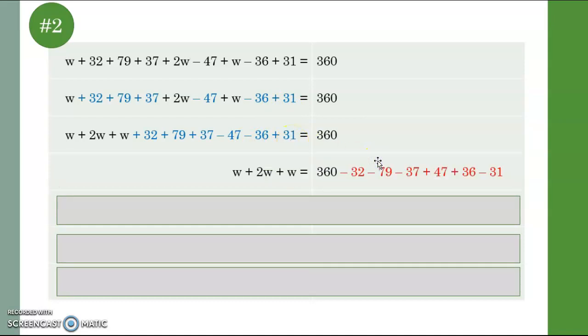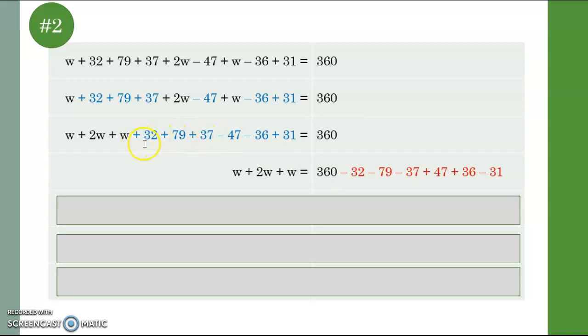On the next line, we're going to start to perform our inverse operations. Remember, the inverse of addition is subtraction, and the inverse of subtraction is addition. So take a look. On the left, we're just going to copy down our variables, W plus 2W plus W. On the right, I've got 360.